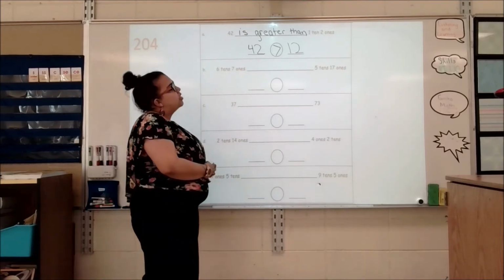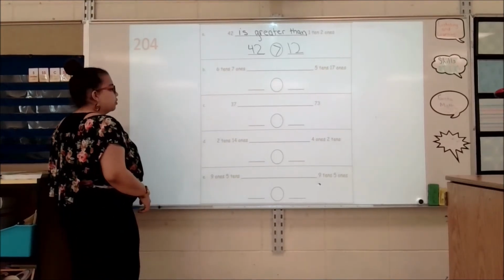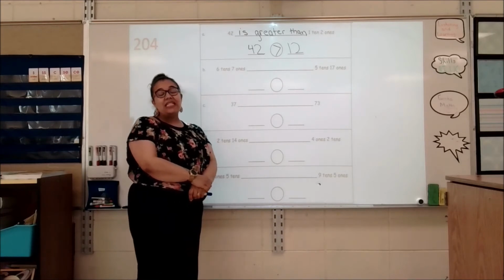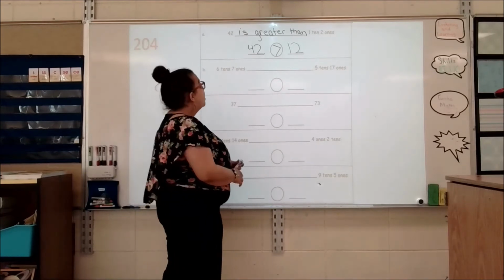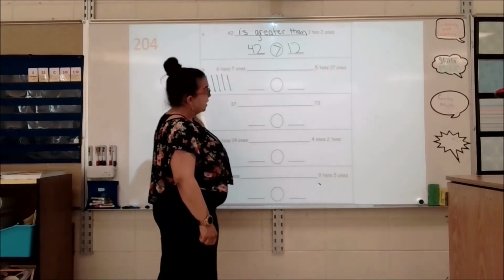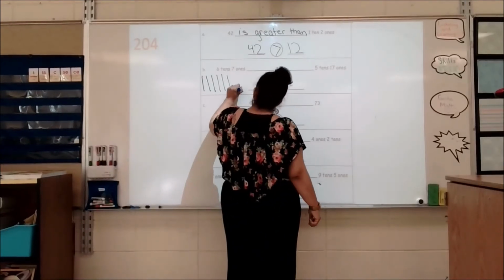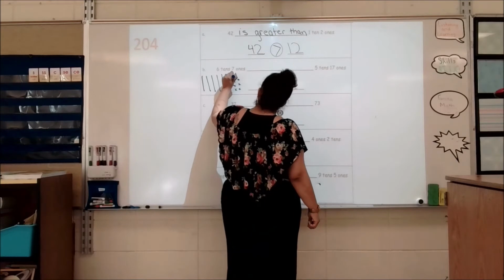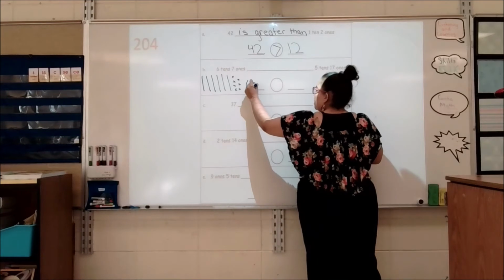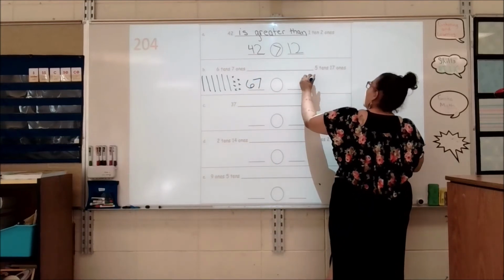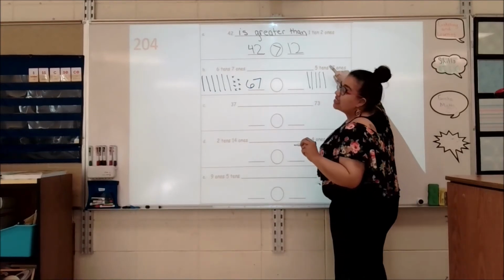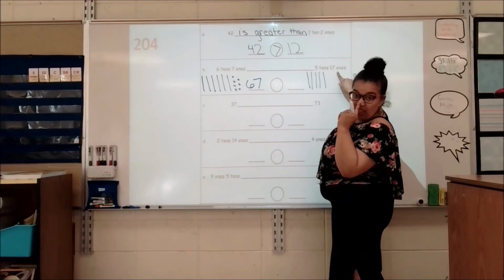What about this one? I think we're going to draw this one, and I'm going to change my color too. 6 tens and 7 ones, blank, 5 tens, 17 ones. Let's draw 6 tens: 10, 20, 30, 40, 50, 60, and 7 ones: 1, 2, 3, 4, 5, 6, 7. All well and good. Now 5 tens: 10, 20, 30, 40, 50, and 17 ones. I noticed something here.